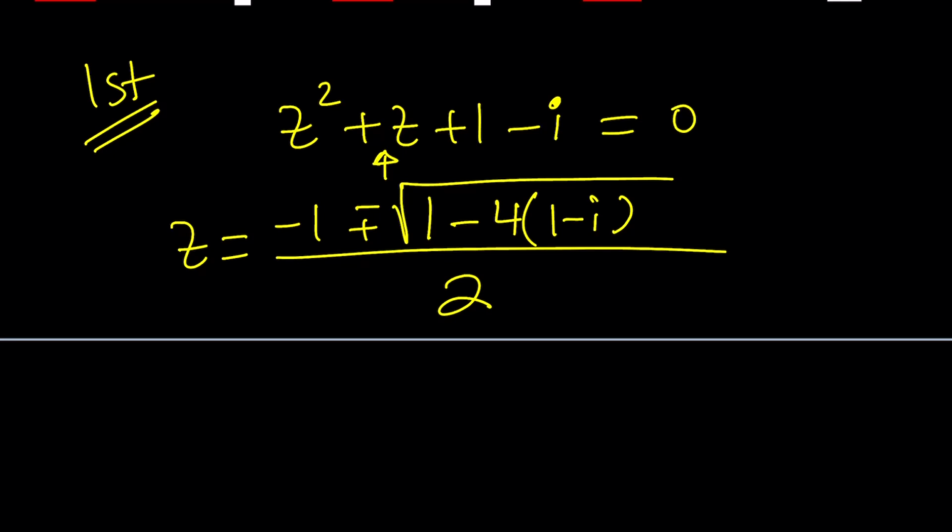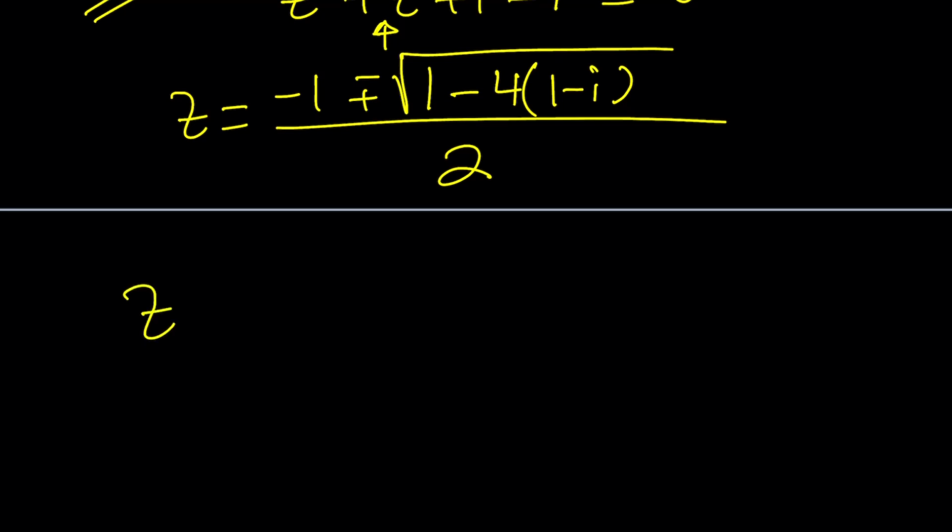No. You need to simplify it. Let's go ahead and simplify it. That's actually where the fun starts. Because inside the radical, we're going to have a complex number. So we need to square root 1 minus 4 plus 4i, which is negative 3, plus 4i.